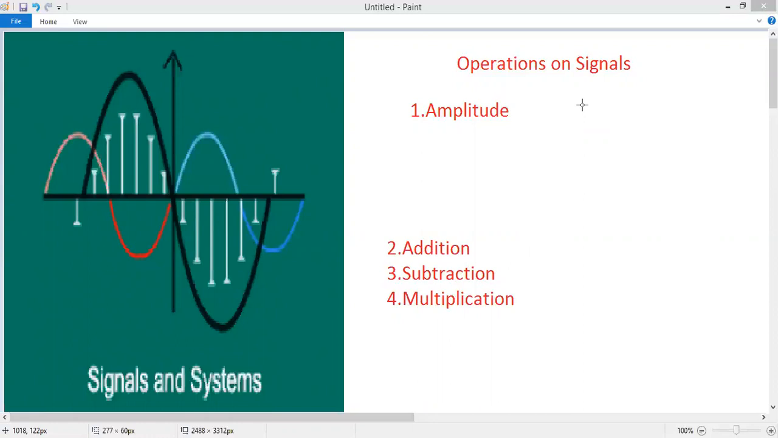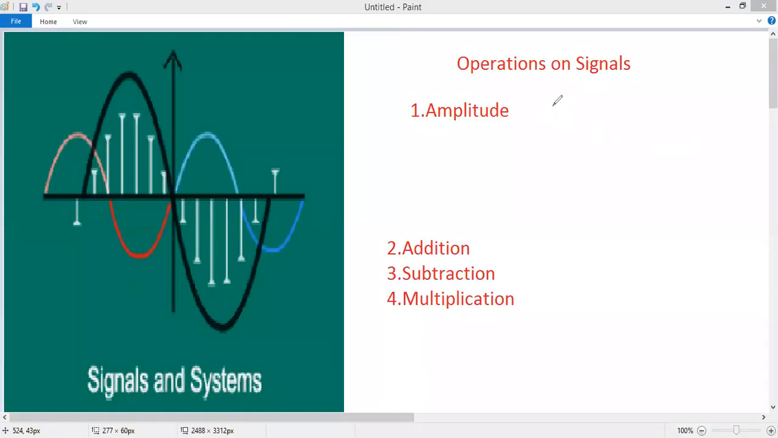In our series of video lectures on signals and systems, our next video is on operations on signals, parameter, amplitude. We are going to do the addition of two signals. So first I am going to write the equation for addition.